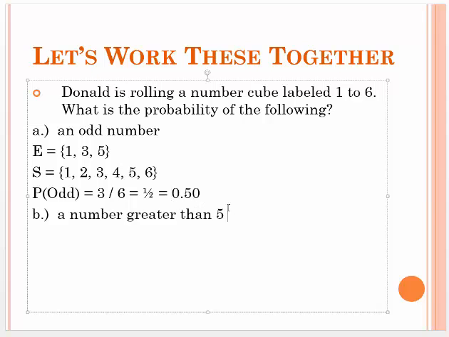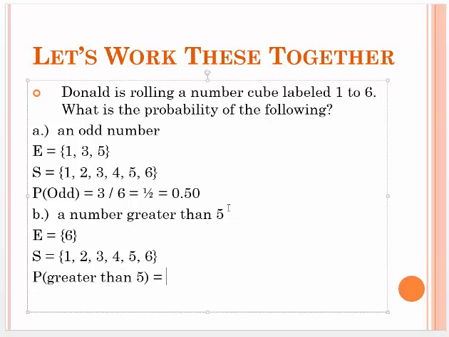Let's look at this one. Let's calculate the probability that he gets a number greater than 5. My event list: on a 6-sided die, what numbers are greater than 5? Just the number 6. The sample space, again, is 1, 2, 3, 4, 5, or 6. So the probability that he rolls a number greater than 5: there's only one way that could happen, a person could roll a 6, and there are 6 possible outcomes. If you plug that in your calculator, it's 0.166. It keeps repeating, but we'll leave it just like that.